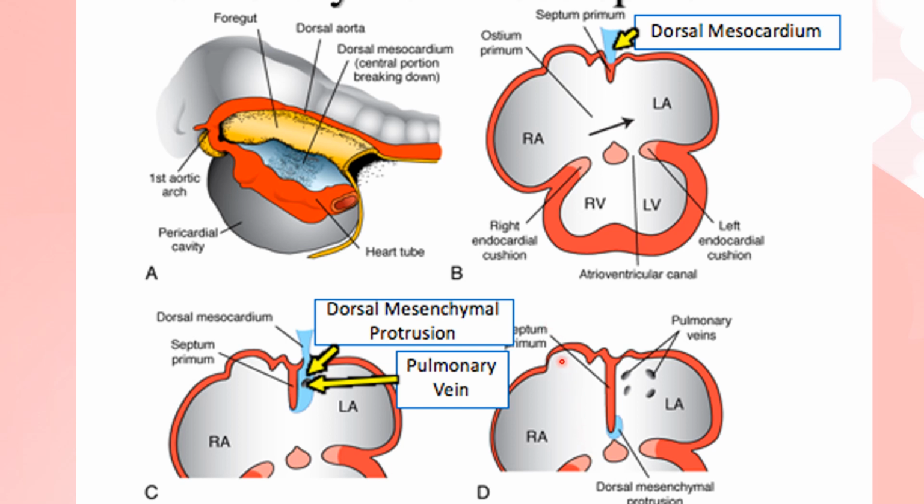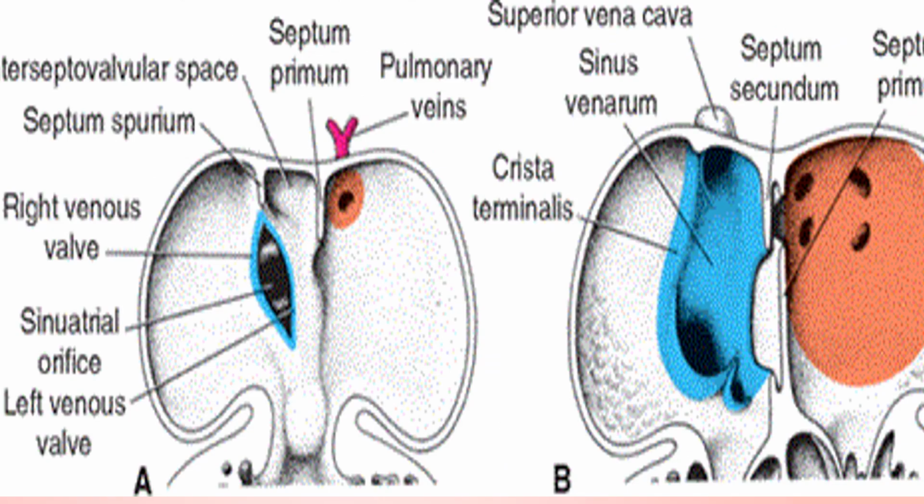This is called the sinus venosus, and this part is formed by the pulmonary veins. Here you can also see the septum primum which is developing, and this is the dorsal mesenchymal protrusion which is forming. These are the endocardial cushions. This is the smooth walled part, the left sinus valve, the right sinus valve, and the sinoatrial orifice.